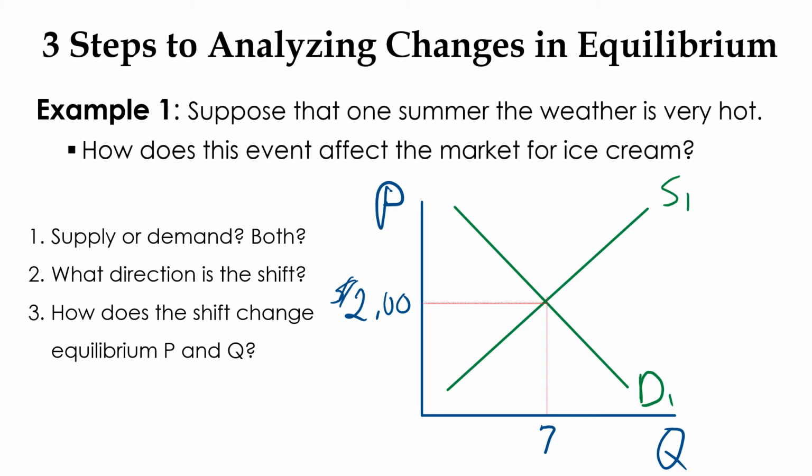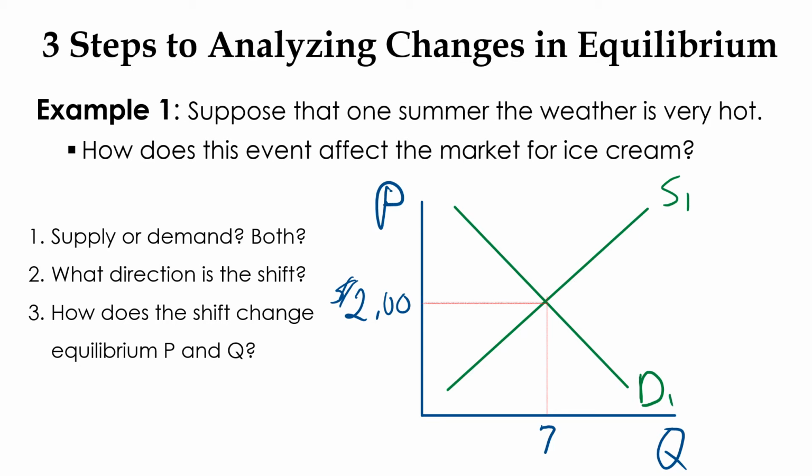Example number 1. Suppose that one summer the weather is very, very hot. How does this event affect the market for ice cream? All right, so we're in the market for ice cream. Right now our equilibrium price is $2 and our equilibrium quantity is 7 ice cream cones to the market. And the weather is very hot. Number 1, is that going to affect supply? Is that going to affect demand or even both? Hot weather. Is that going to affect the supply of ice cream at all?